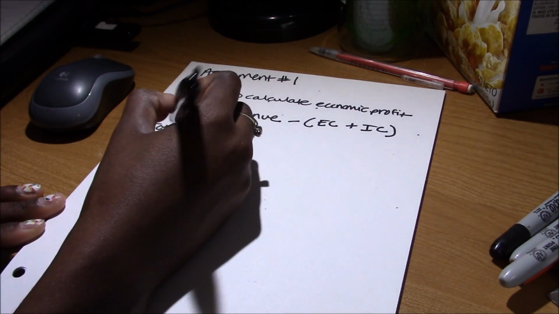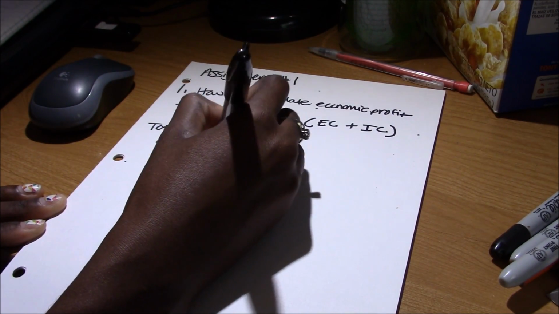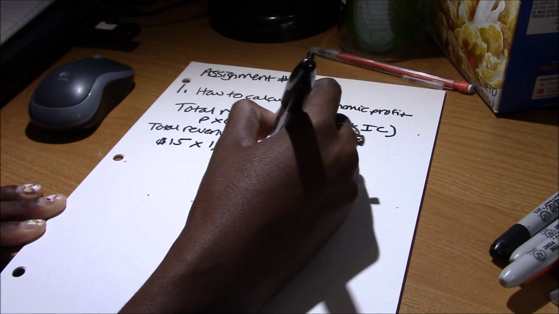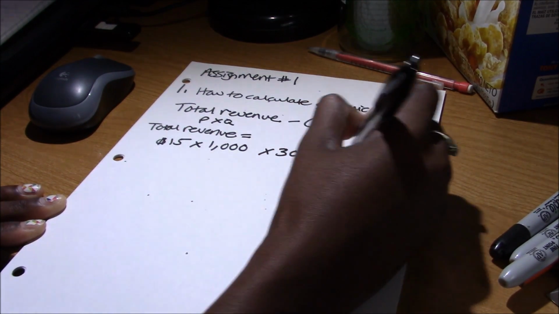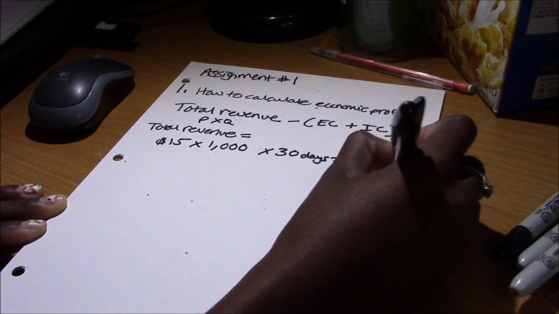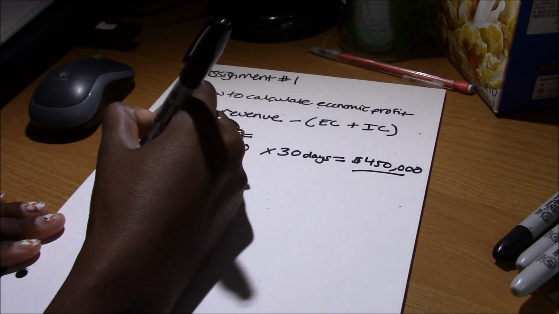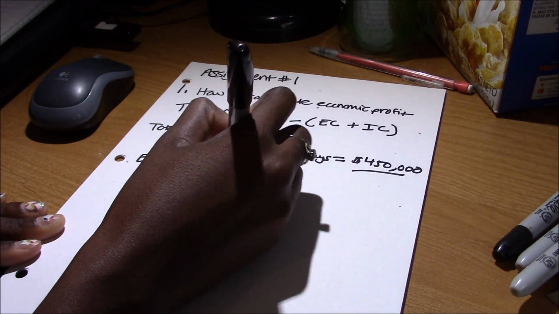So the price is $15 each. We're selling a quantity of 1,000, and we're going to be doing it for 30 days. So this gives me $450,000 as my total revenue amount. The explicit costs were given at $150,000.